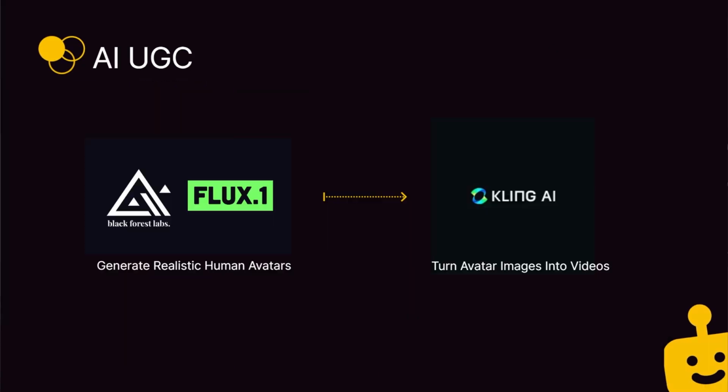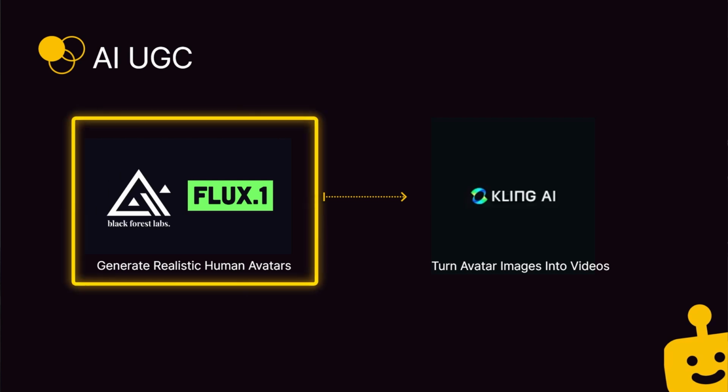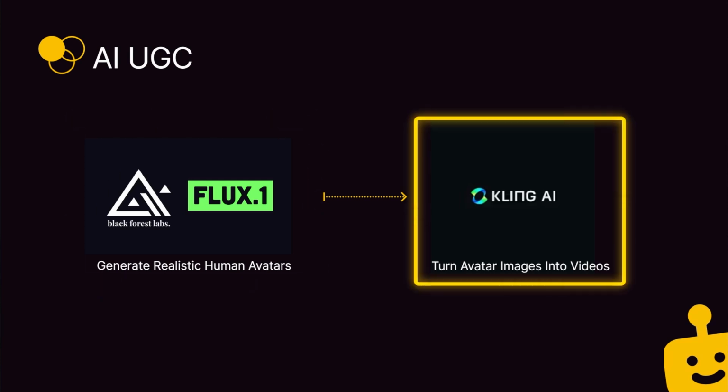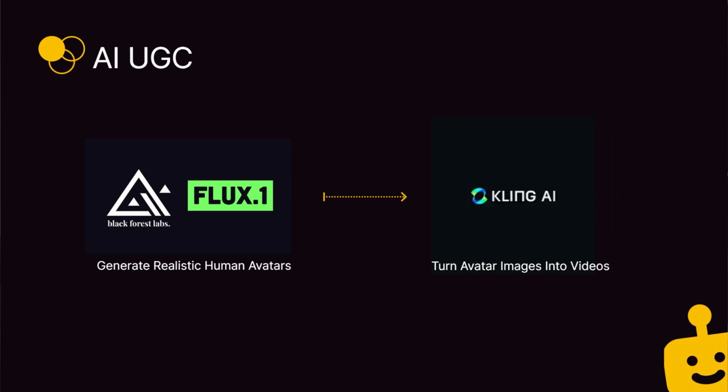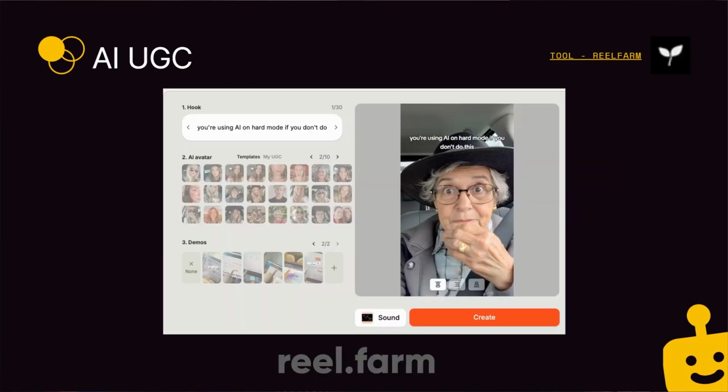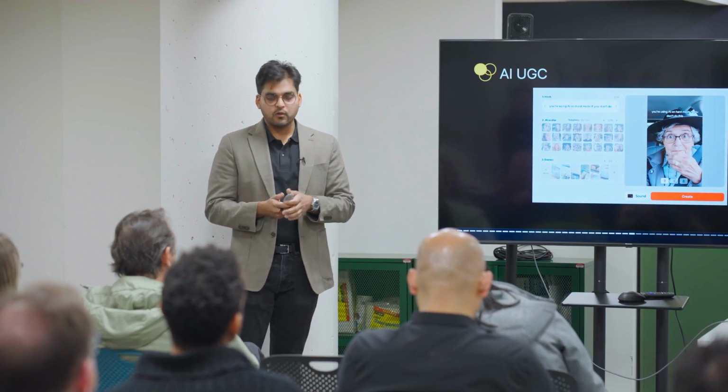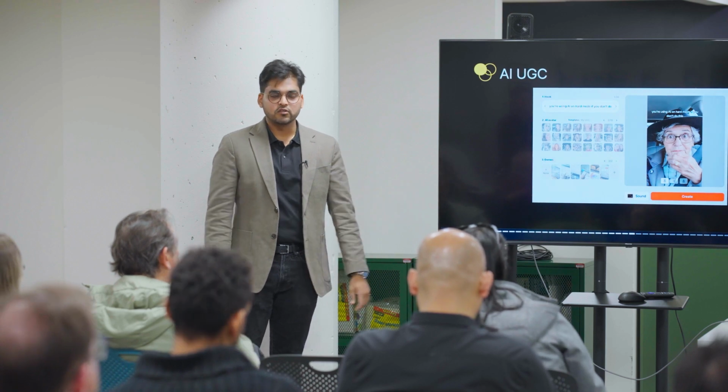Basically what's happening behind the scenes is that you're generating the avatars using the Flux model, which is by Black Forest Labs. And you're using Kling AI to turn those avatars into videos. Or you can just leverage tools like Realform, which does this for you. So here we have an idea where we can just put the text hook on the top. We can either create our own avatar or pick one from the templates, and then we can just stitch our demo video. That's going to put the video together, and now we have a video ready to go and publish on these social media platforms.